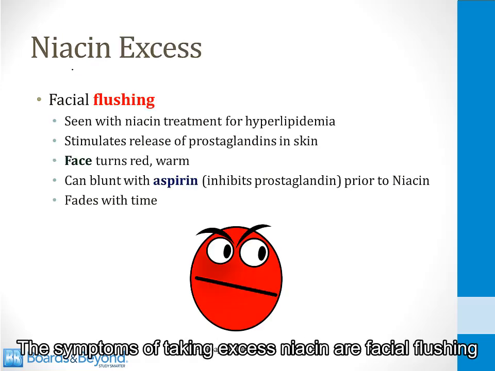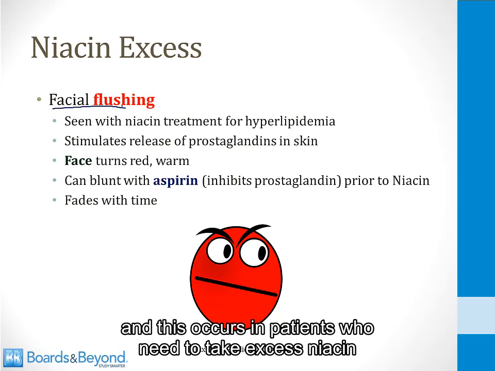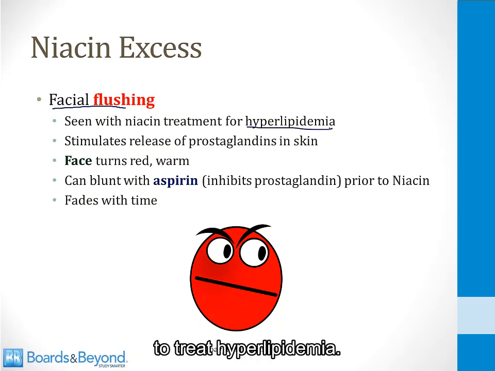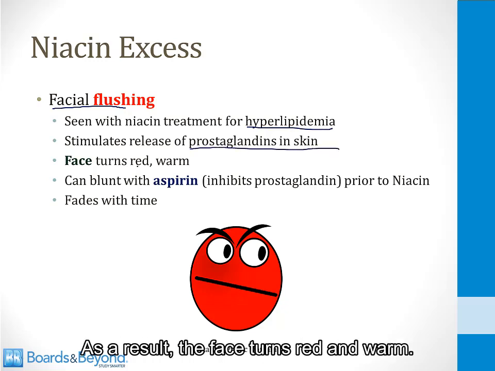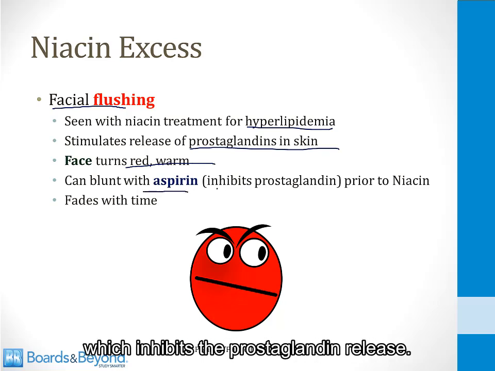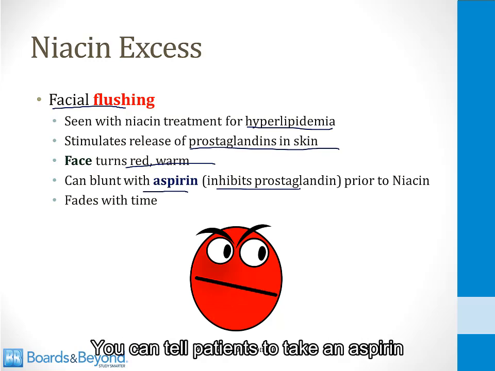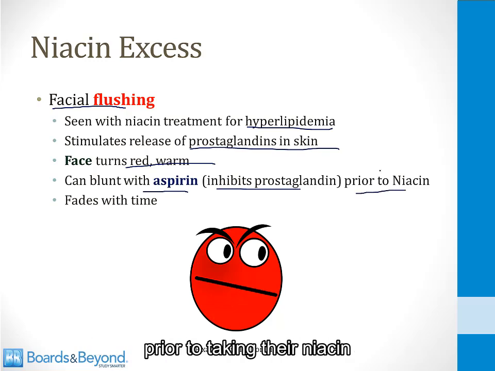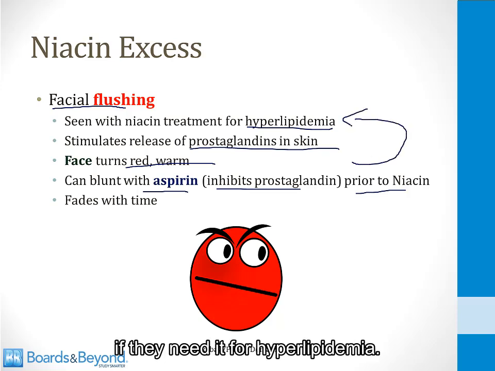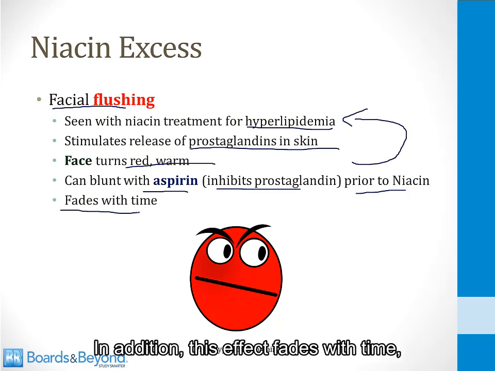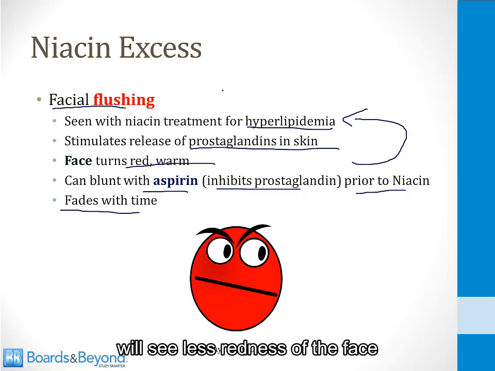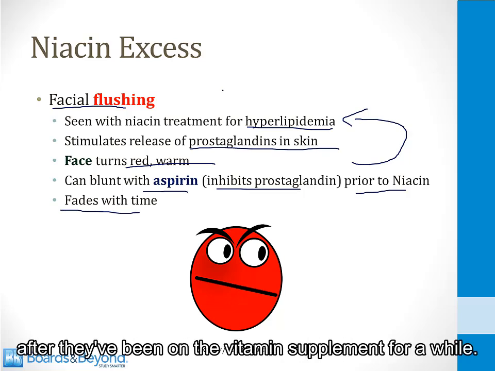The symptoms of taking excess niacin are facial flushing, and this occurs in patients who need to take excess niacin to treat hyperlipidemia. Niacin can stimulate the release of prostaglandins in the skin. As a result, the face turns red and warm. You can blunt this effect with aspirin, which inhibits the prostaglandin release. You can tell patients to take an aspirin prior to taking their niacin if they need it for hyperlipidemia. In addition, this effect fades with time, so patients who take niacin chronically will see less redness of the face after they've been on the vitamin supplement for a while.